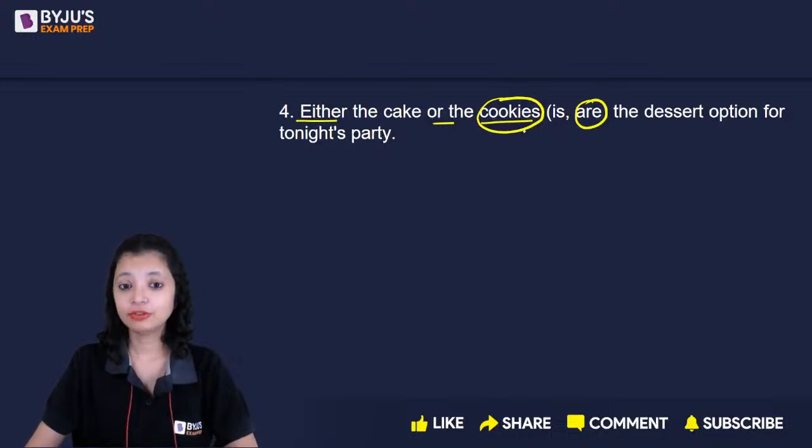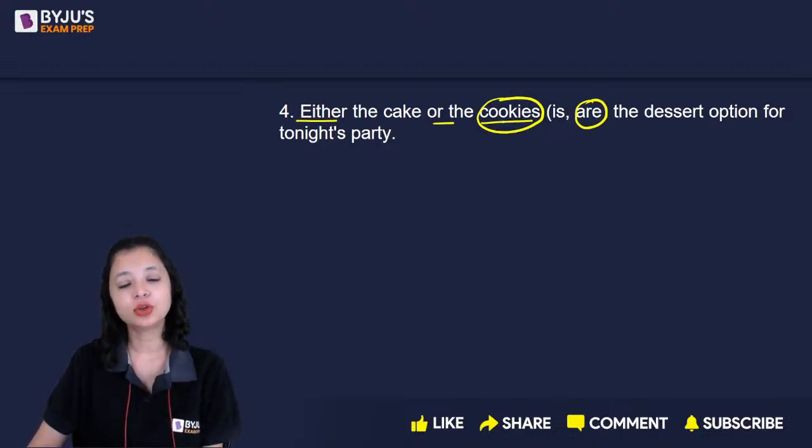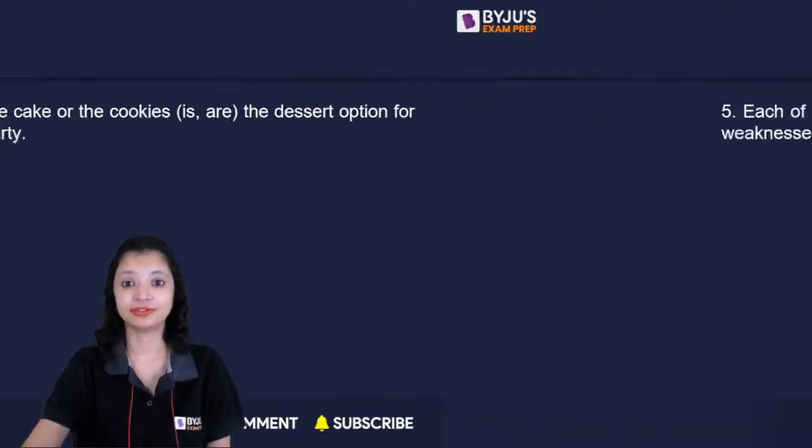I'll repeat the rule for you. In case of pairs of conjunctions like either or, neither nor, not only but also, we look at the last subject and then decide its verb form. So because the last subject is plural cookies, our verb form is going to be are. The correct answer is either the cake or the cookies are the dessert option for tonight's party. Question number 5.